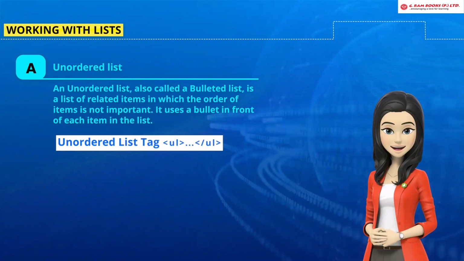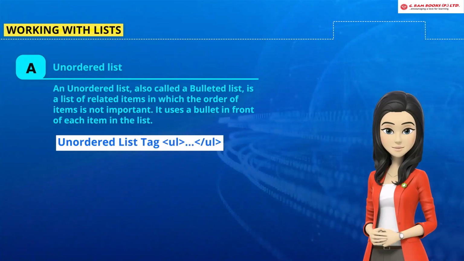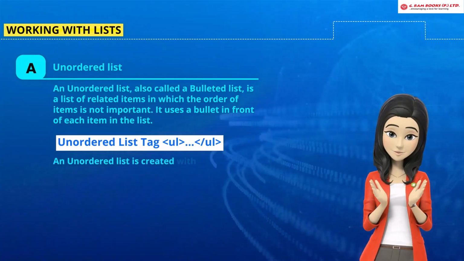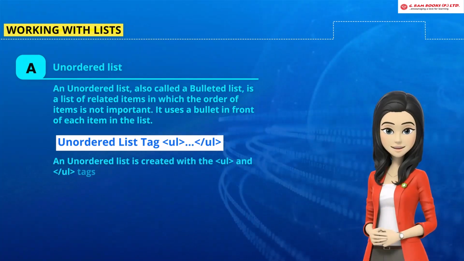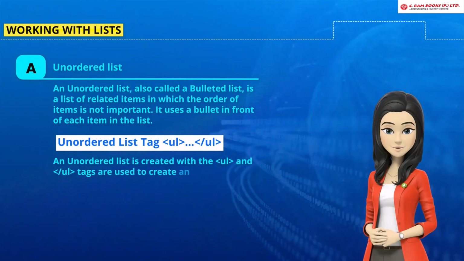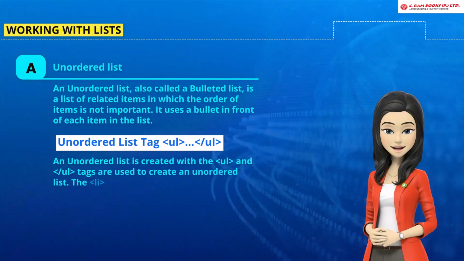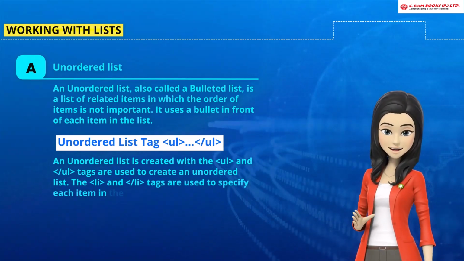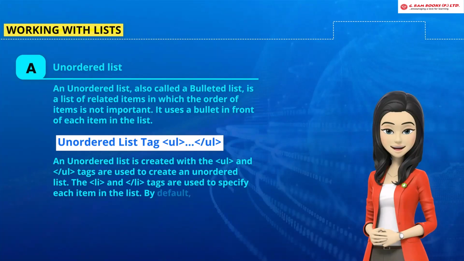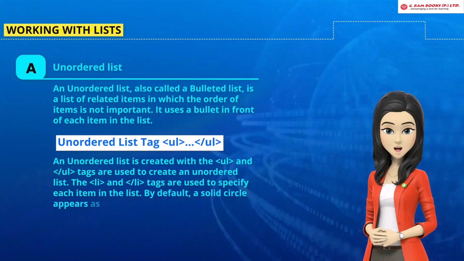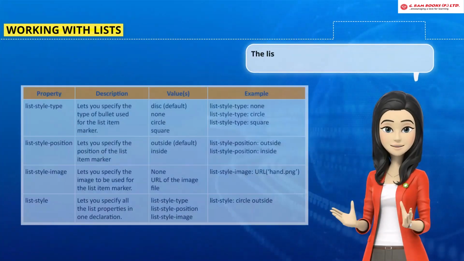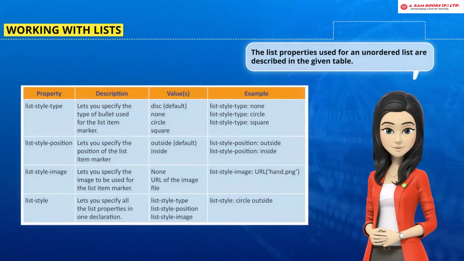Unordered list tag, ul. An unordered list is created with the ul and /ul tags. The li and /li tags are used to specify each item in the list. By default, a solid circle appears as a bullet in front of each list item. The list properties used for an unordered list are described in the given table.